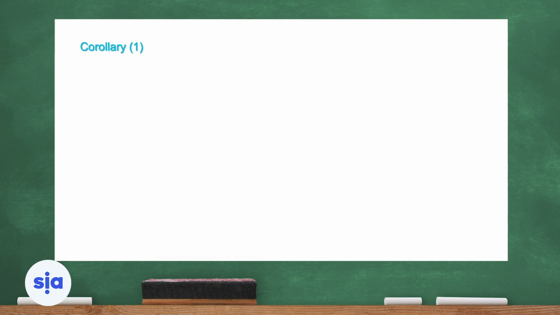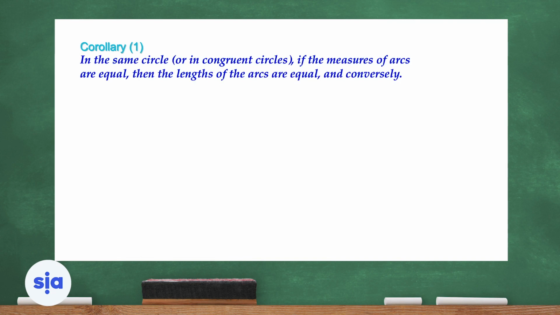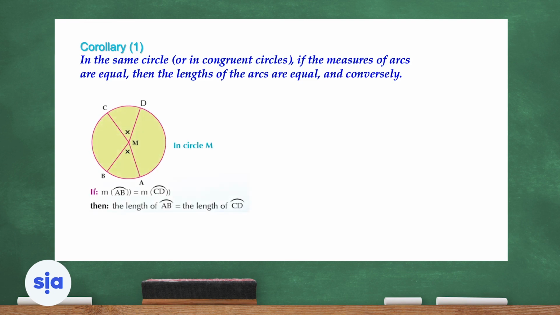Now let's move to corollary number 1. It says in the same circle or in congruent circles, if the measures of arcs are equal, then the lengths of the arcs are also equal, and conversely. So if you check here, if you have that the measure of arc AB is equal to the measure of arc CD, then automatically the length of arc AB is equal to the length of arc CD.